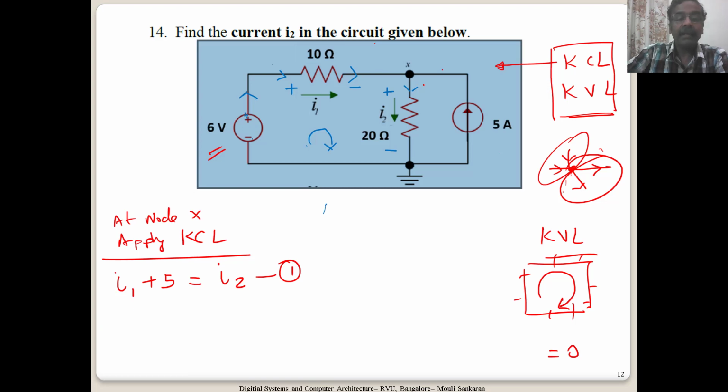If I have to write a KVL across this, I can start from anywhere, so let me start from here. What I encounter here is minus, so minus 6. Then plus I1 into, let me show you that.